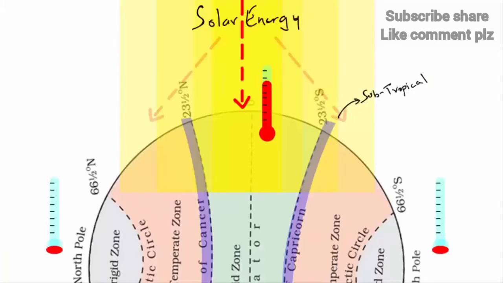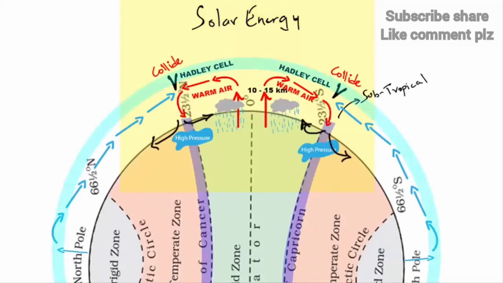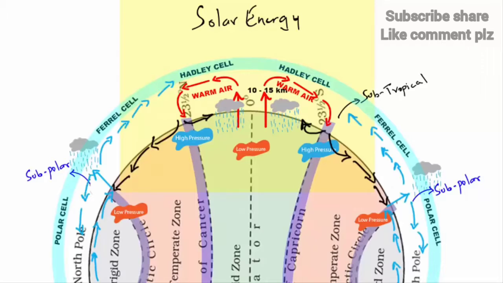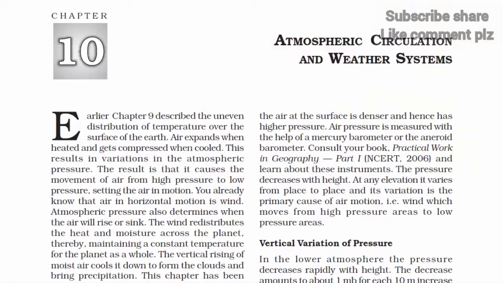In this video, we'll try and understand what are easterlies, westerlies, subtropical highs, and subpolar lows. Actually, this topic is part of class 11, chapter 10, atmospheric circulation and weather systems. Now, there's going to be a full video on that chapter, but in this video, I wanted to particularly discuss atmospheric circulation and its patterns. And I believe it needs a separate video, so here we go.